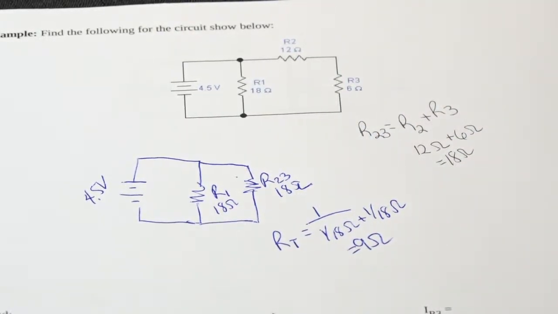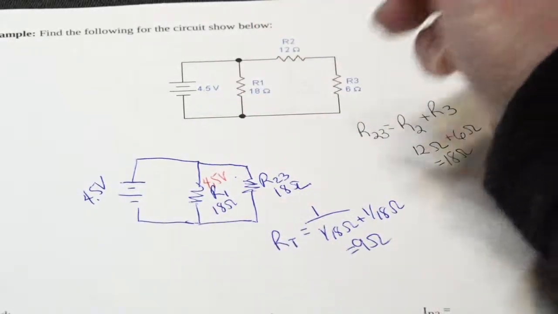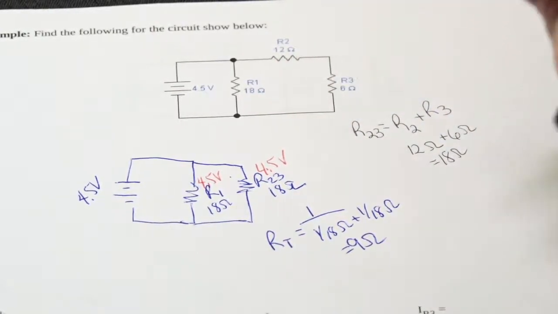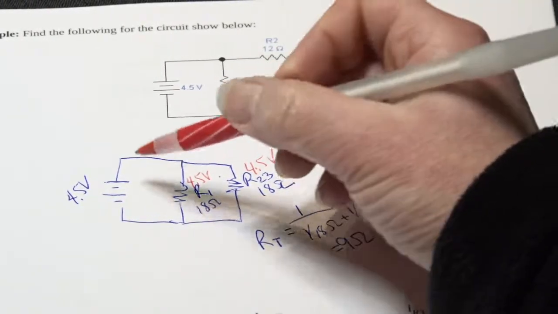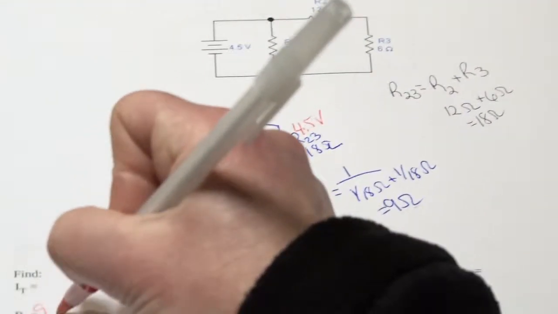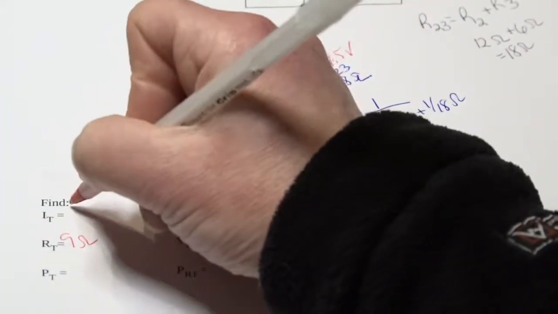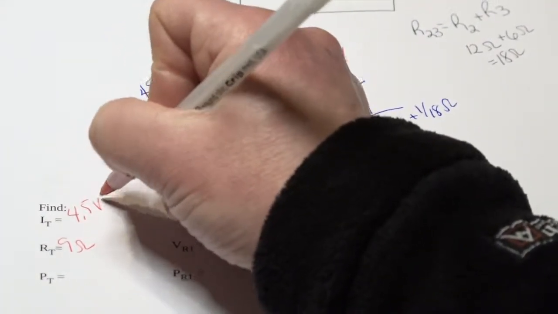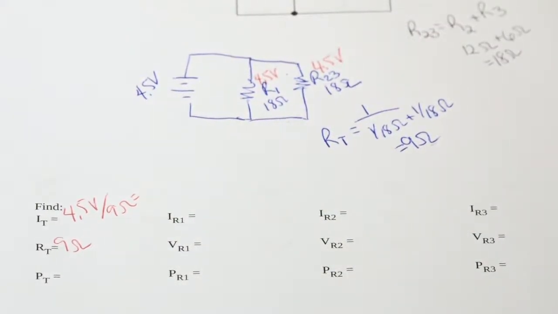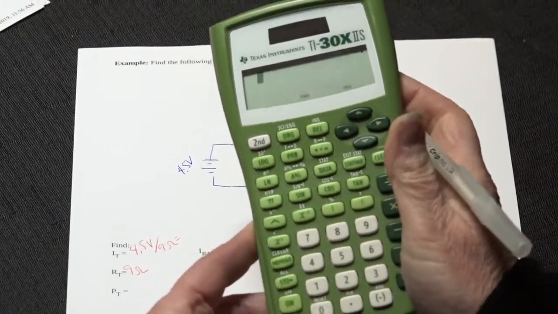So if I do so, I can say, all right, I've got 4.5 volts here, 4.5 volts here, and we can say our total resistance is 9 ohms. Our total current is going to be 4.5 volts divided by that 9 ohms. And that gives us, so let's go ahead and get the calculator out. So always helps to turn it on.